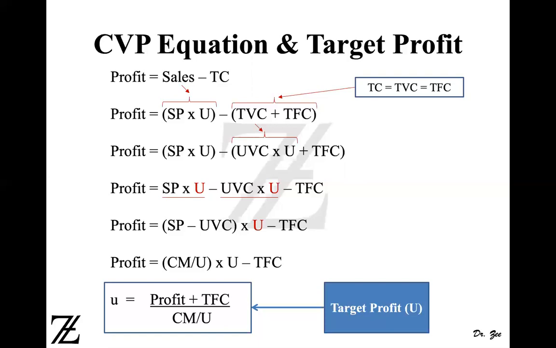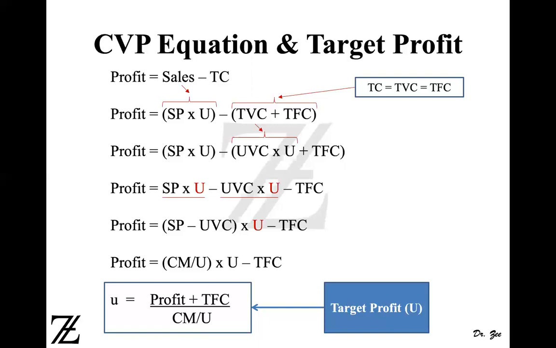It means that if you want to know how many units you have to sell in order to earn a certain amount of profit, you can use this equation. Let's say you want to make $1 million in profit, then you insert $1 million as the profit in the equation, add your total fixed cost of the company, and divide by contribution margin per unit. This will give you how many units you have to sell in order to reach a certain target profit.